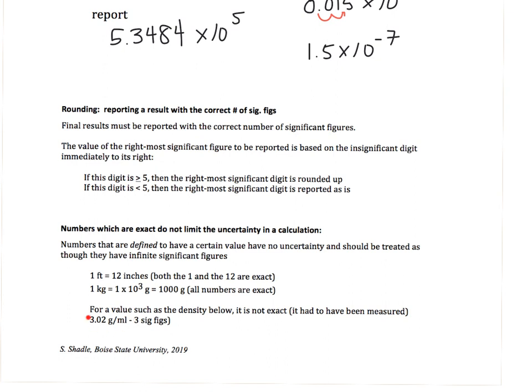For a value something like this, 3.02 grams per milliliter, this was something that was based on a measurement, and so this would have significant digits. It would not be exact.